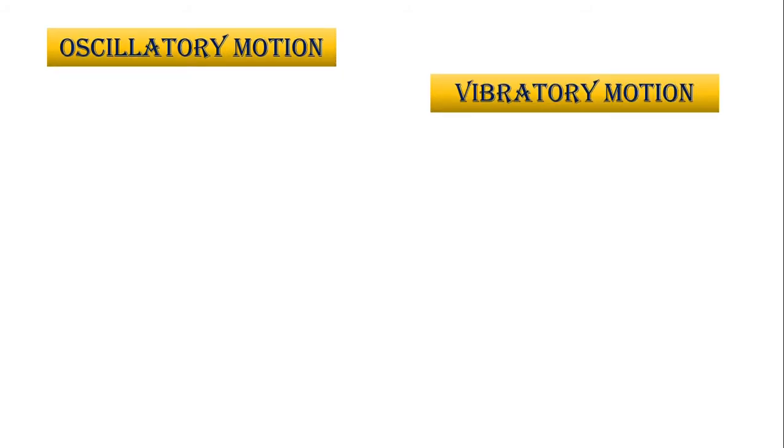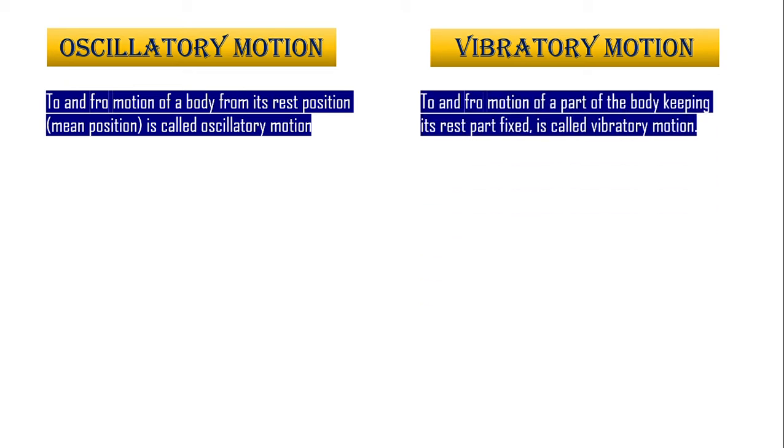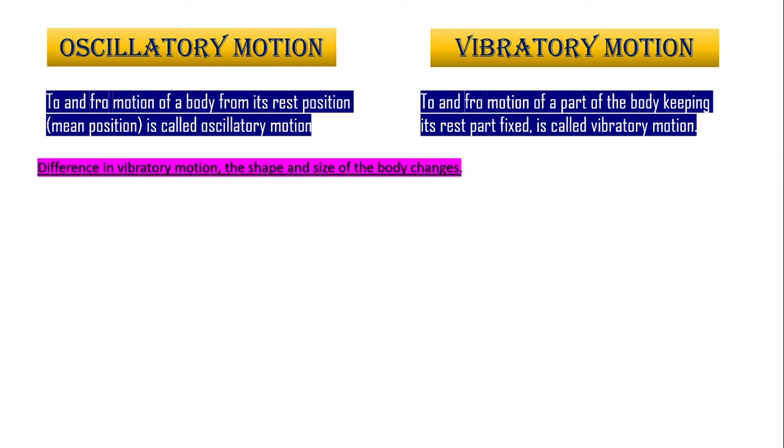Oscillatory motion and vibratory motion. So oscillatory motion, to and fro motion of a body from its rest position is called oscillatory motion. So from its rest position, when it starts moving, it performs to and fro motion. It is called oscillatory motion. Vibratory motion, to and fro motion of a part of a body keeping its rest part fixed is called vibratory motion. So we'll understand with examples.